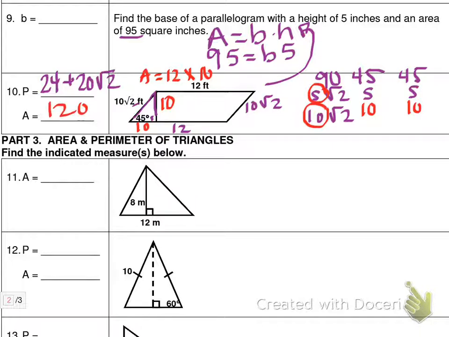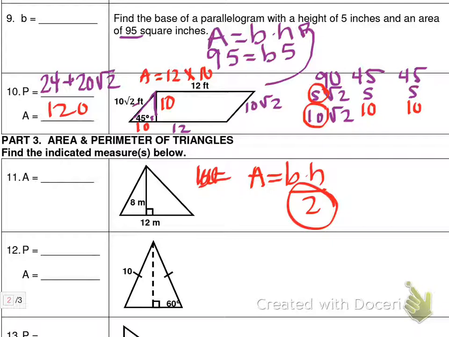Number 11, just area. The area formula for a triangle is base times height divided by 2. So a lot of y'all forgot to divide by 2 on the problem, so make sure you do that for your triangles.